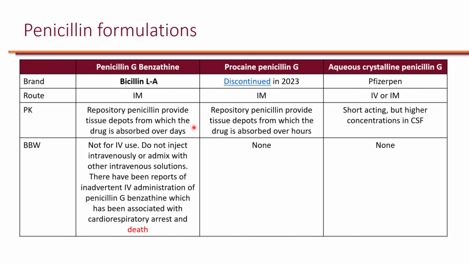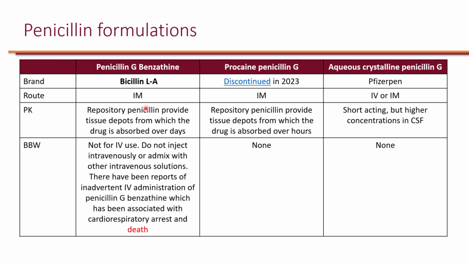Now, here are the three common things. When it comes to penicillin, it's important to distinguish between different formulations. There is penicillin G benzathine, brand name Bicillin, which sometimes has a shortage. That's used IM, intramuscular. One thing that's specific about this IM injection is that it has a repository formulation that provides tissue depots from which the drug is absorbed over days. So even though you gave a single shot in the muscle, it will be working over several days, which means you get a little bit of the drug released every day.